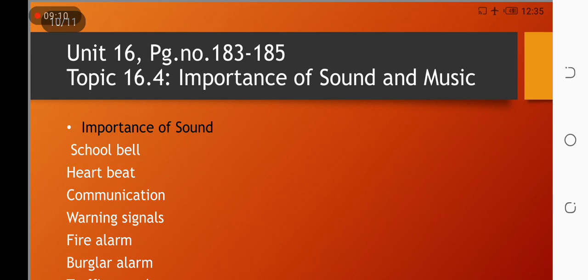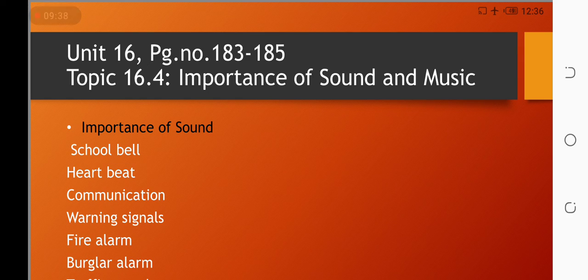So we will also discuss how music serves as an important form of entertainment, recreation, and expression, because it is a channel for musicians and composers to express their creativity and feelings. So music is basically called an international language, you can say.